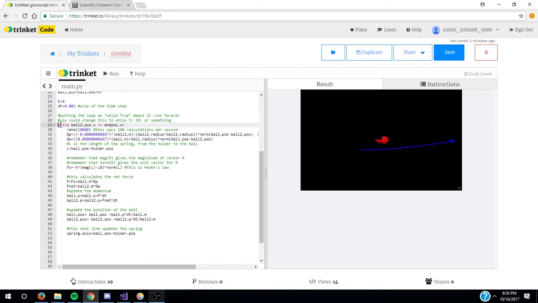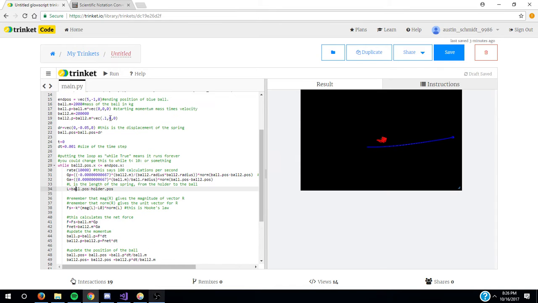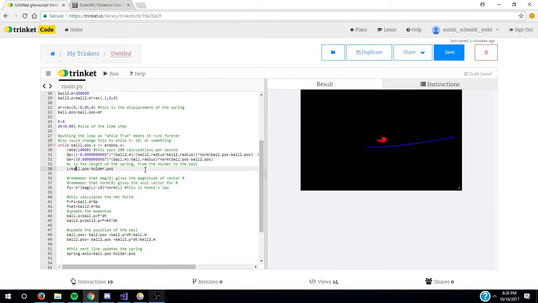Most of the math is done here in this while loop where the x position of the blue ball is less than or equal to my arbitrary position, which is over here. If we look at it, I'm calculating the gravity of the planet, which is its radius squared, the norm of ball minus ball 2. And this is just the gravity equation for planets.